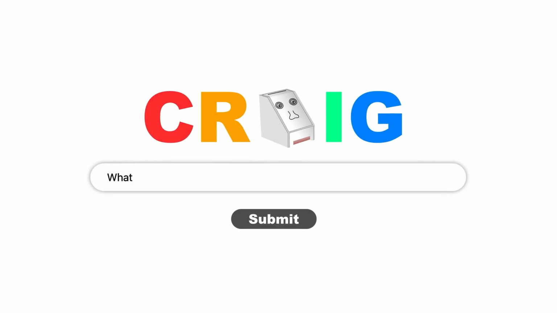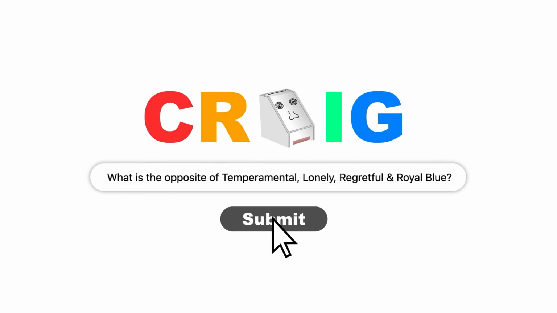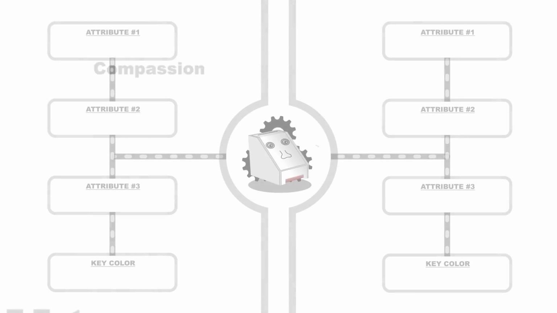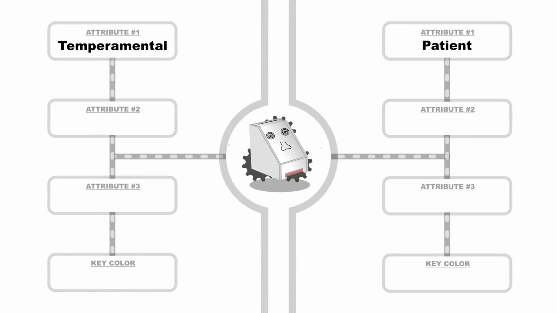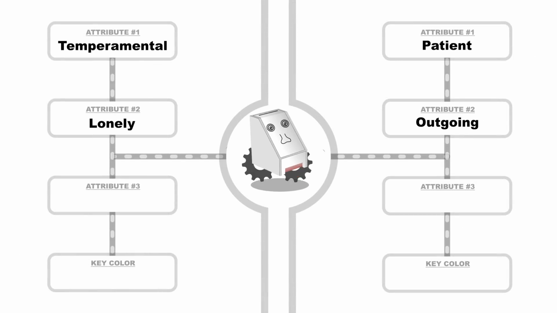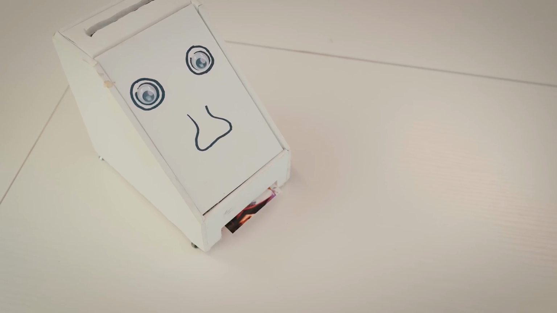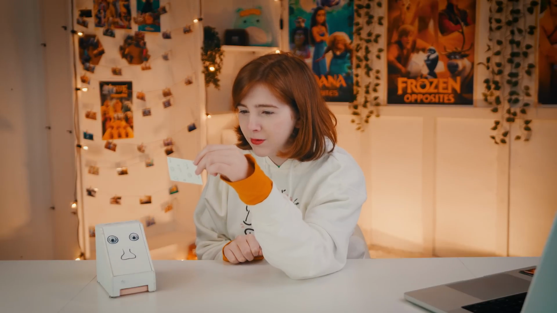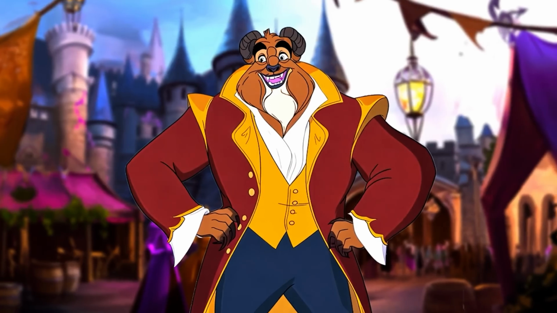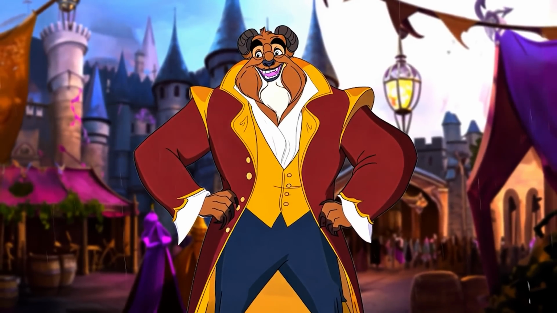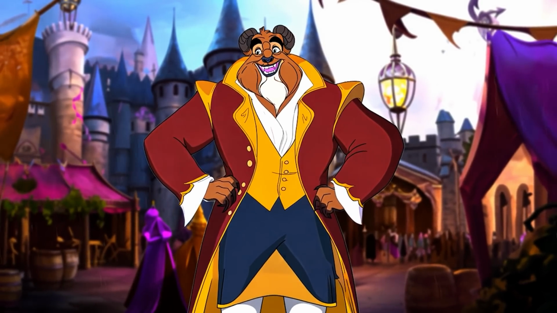Okay, Craig, what is the opposite of temperamental, lonely, regretful, and the color royal blue? So according to Craig, the opposite of temperamental is patient, the opposite of lonely is outgoing, and the opposite of regretful is carefree. And the opposite color of royal blue is orange. Okay, Craig, let's see this opposite version of the Beast. Oh, let's see how this version of the Beast would impact the storyline of Beauty and the Beast.